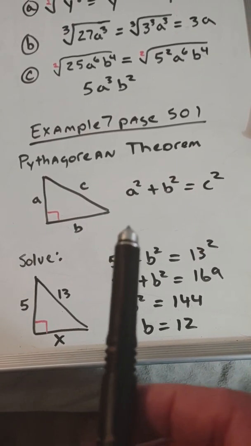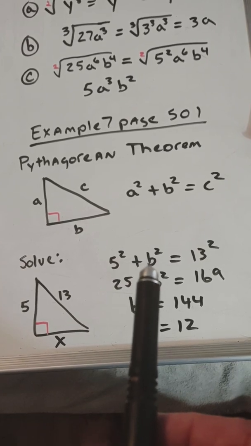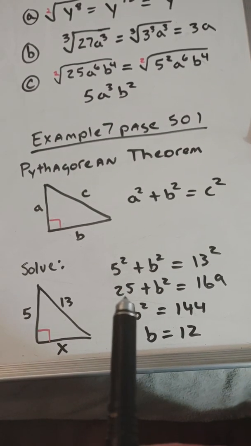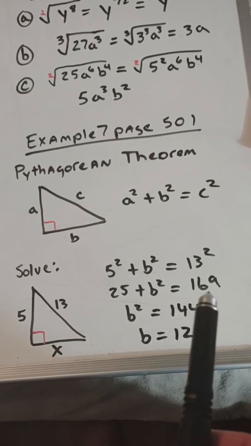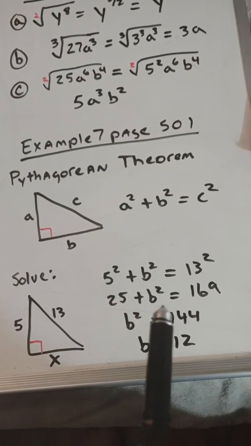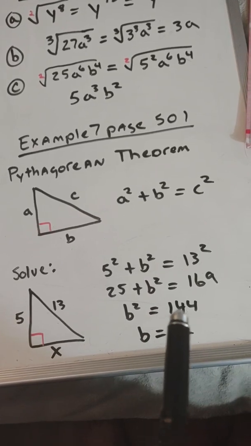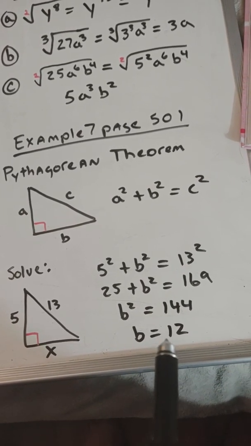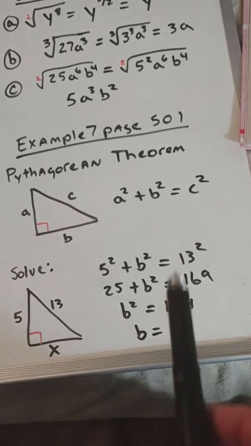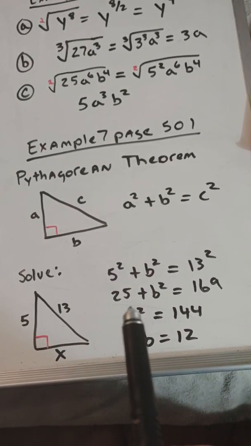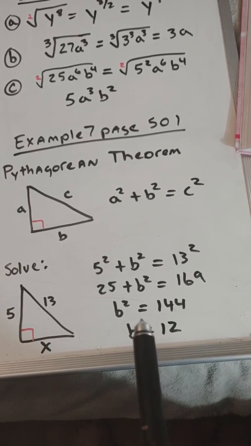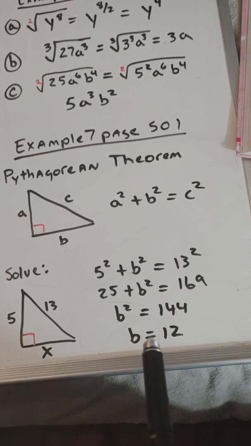So we substitute the 5 in for a, 5 squared. Keep the b squared. Substitute the 13 in for c, 13 squared. Square it, we get 25 plus b squared equals 169. Subtract the 25 over, we get b squared equals 144. Take the square root of both sides, and we get b equals 12. In this type of problem where it's a real world problem, we always want to solve for the principal square root. If it's an algebraic problem, you solve for both plus and minus.